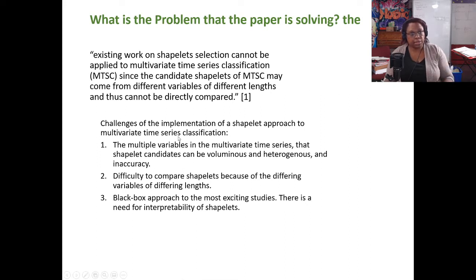And here are the three challenges that they try to solve and implement with ShapeNet. First is the multivariables in multi-time series. The shapelet candidates can become very voluminous, heterogeneous, and inaccuracies exist. The second is the difficulty of comparison. And the third, the need for interpretability of the shapelets.